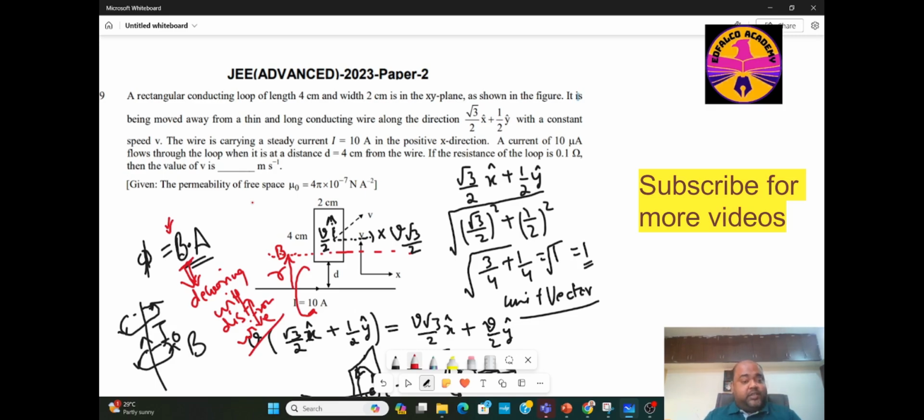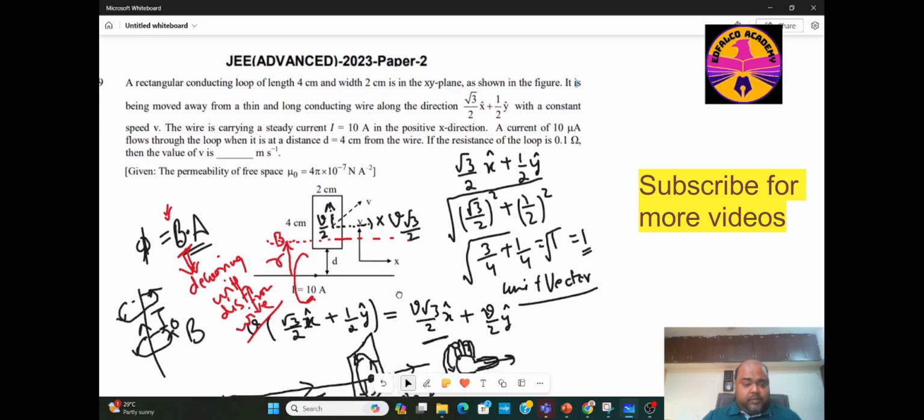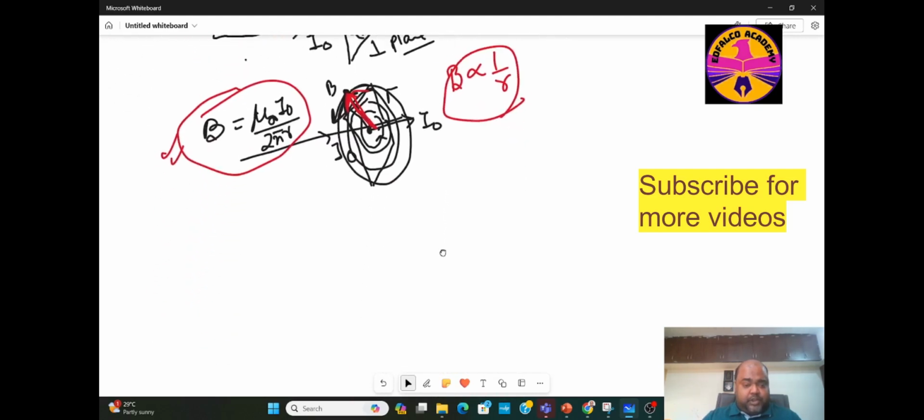If we are going to pull it, the flux is going to change. Only in the case when it is just getting pulled along the x direction, if this entire wire is just being shifted in the x direction, then there is no change. I hope you understand, but let me just show through a picture.